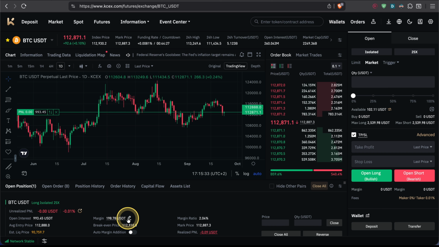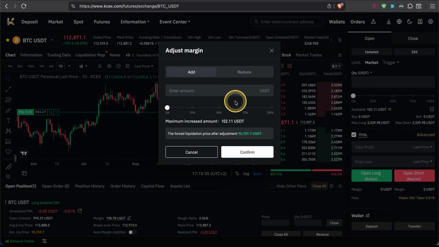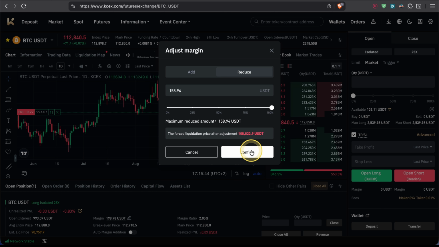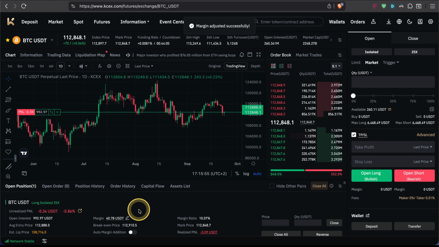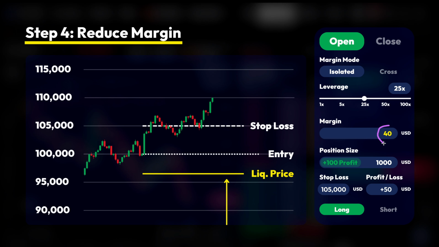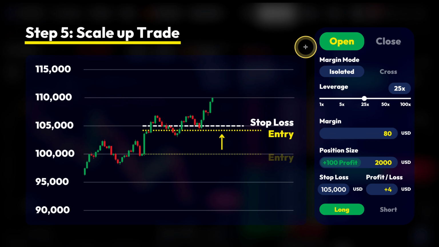So we can now also reduce our margin. Just click on this pen right there, go to reduce, and you can see we can take up to $160 out of this trade. So I'm simply going to put this to 100%, click on confirm, and then you will see we've now reduced our margin to $40. We can now use this freed up capital, for example, to open further trades or to even further increase this trade. And that brings us to step 5, which is to scale up the trade.